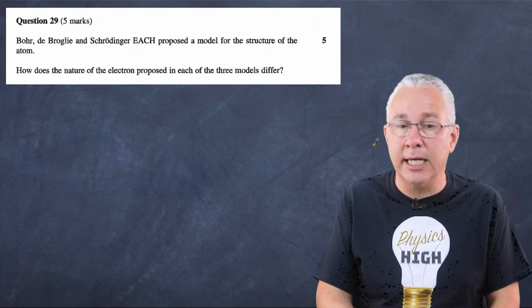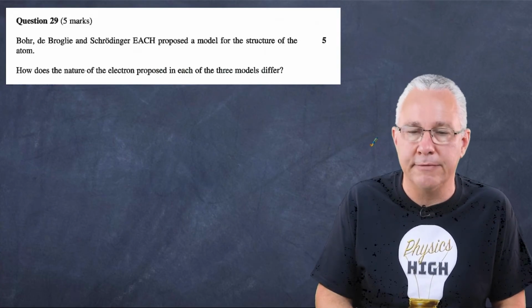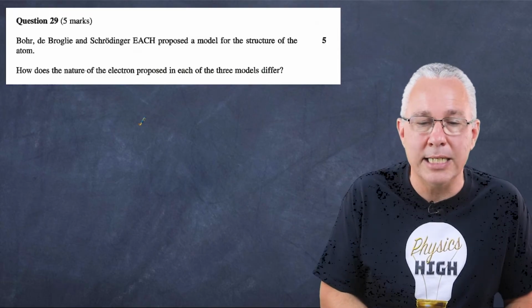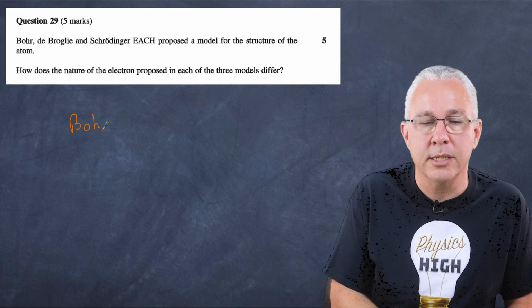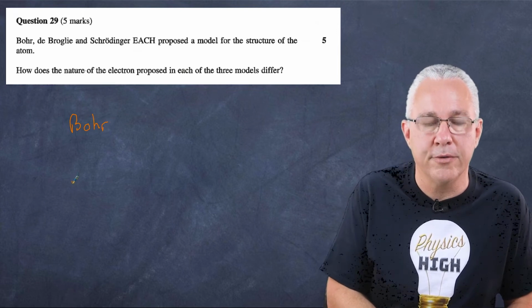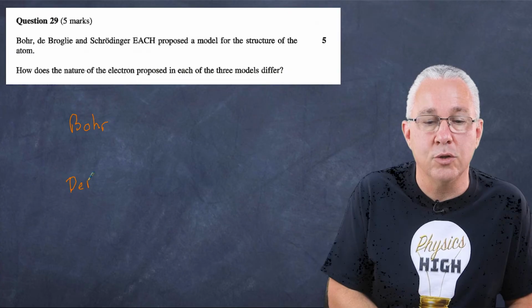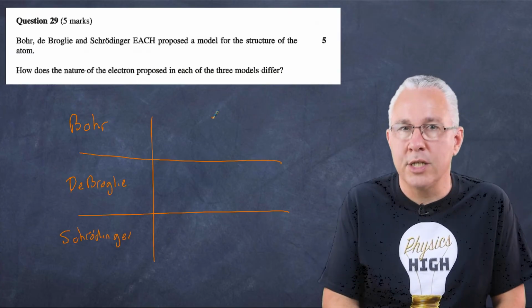Question 29. Bohr, de Broglie and Schrödinger each proposed a model for the structure of the atom. How does the nature of the electron proposed in the three models differ? Now the best way to set this out is as a table, and I'm going to do very simply the words, and if you want the details of the three, then I would suggest that you look at my video. So let's go through it.